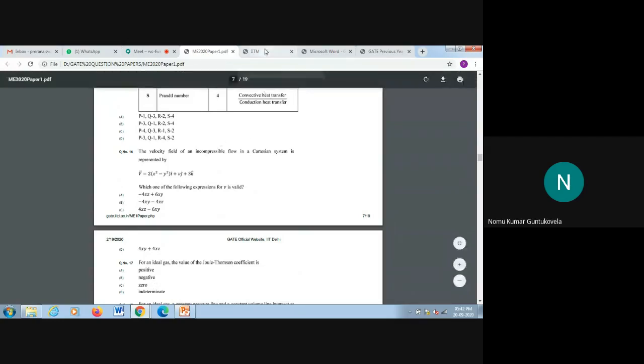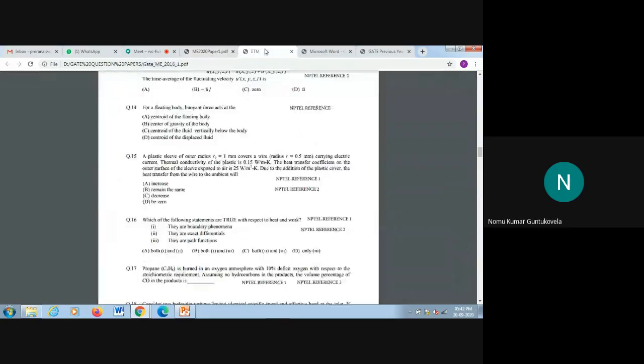So here we are finding that i equals to t, j equals to u, and at time t equals 3, like this. Here we have the valid expression. Coming here, we have the answer: 4xz minus 6x. So here, for an ideal gas, the value of Joule-Thomson coefficient is 0. This is from IIT Madras.